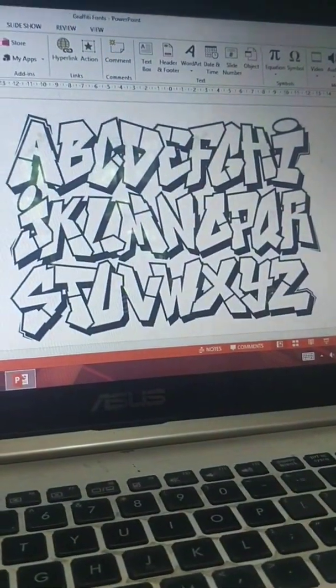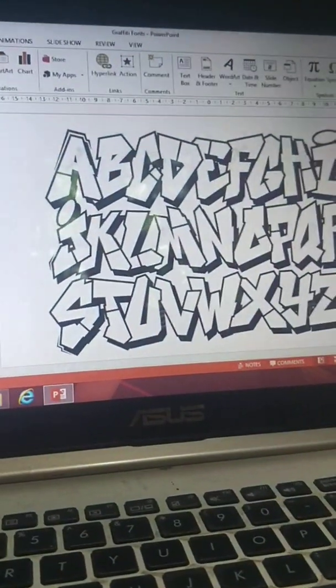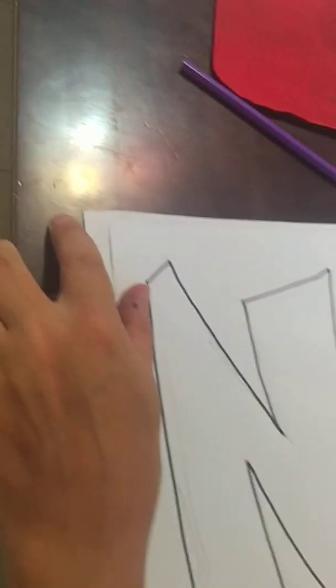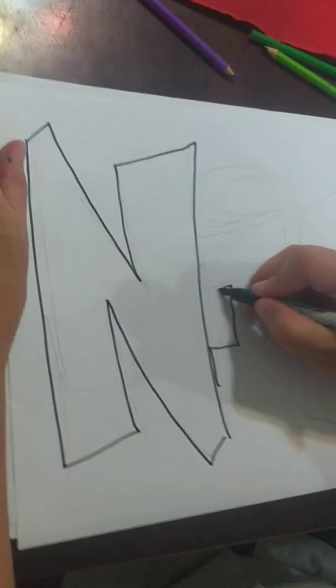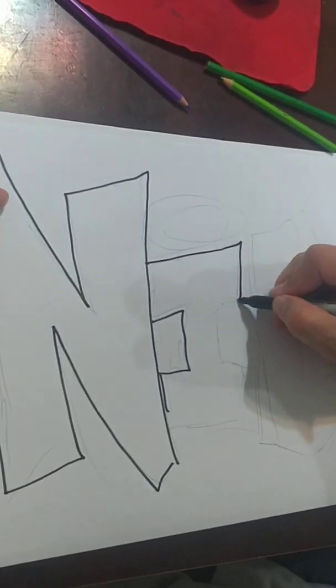Okay, this time I've changed my font. I'm looking at this one and I have written my name. So I'm not going to write Nikolai, I'm just going to write Nico.